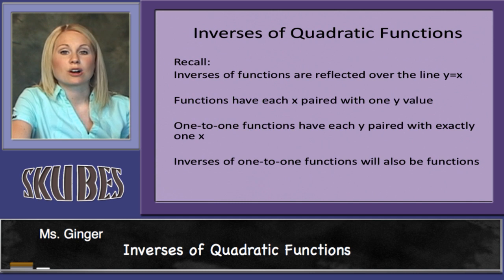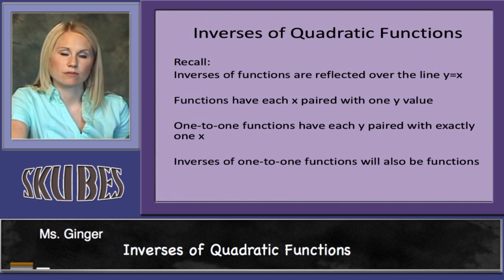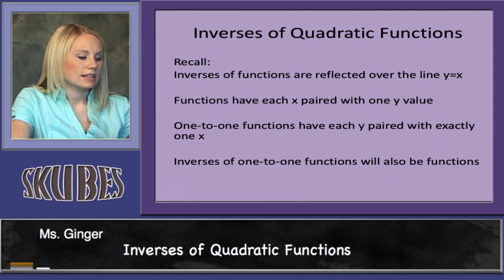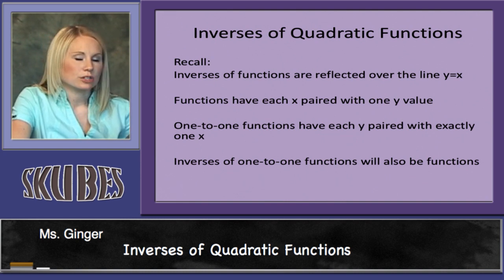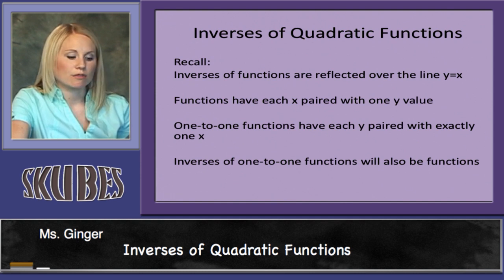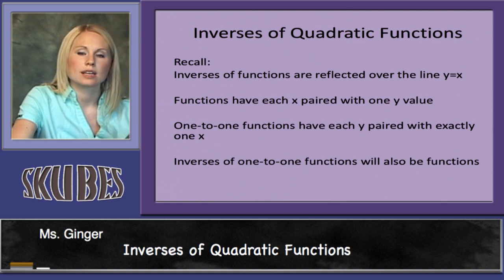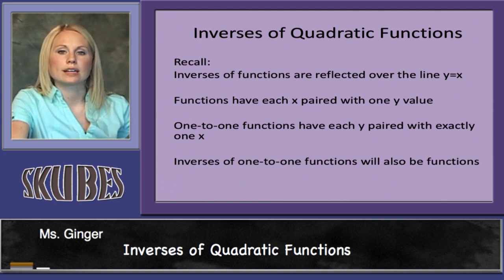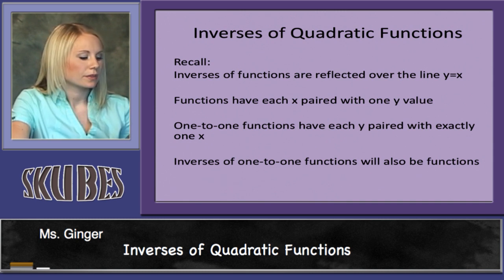And another term we need to talk about when we are talking about this special type of inverses of quadratic functions is called a one-to-one function. A one-to-one function will have every y also paired with exactly one x. So not only are all of the x's paired with one y, but all the y's are paired with one x. So we'll take a look at that on the graph in just a minute.